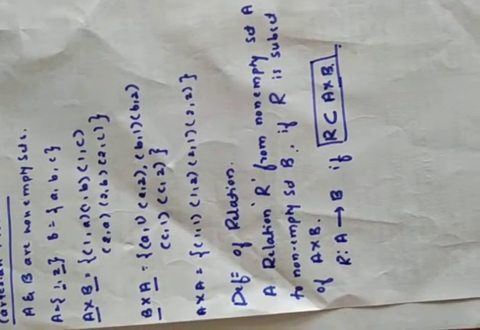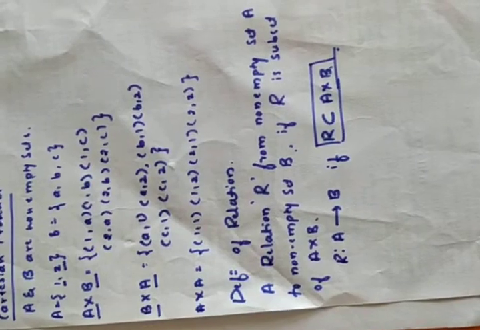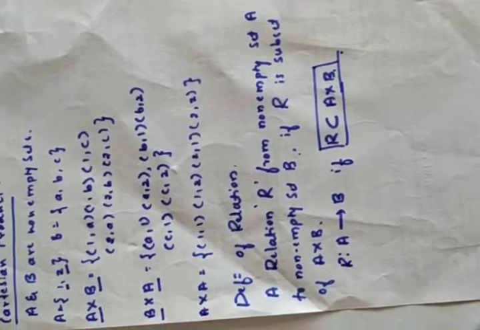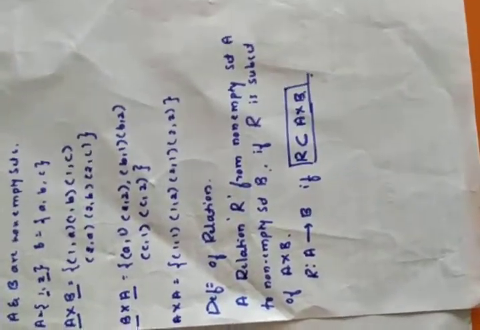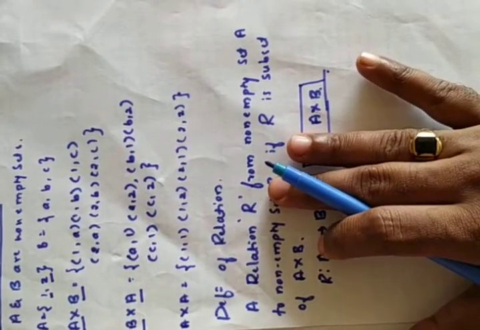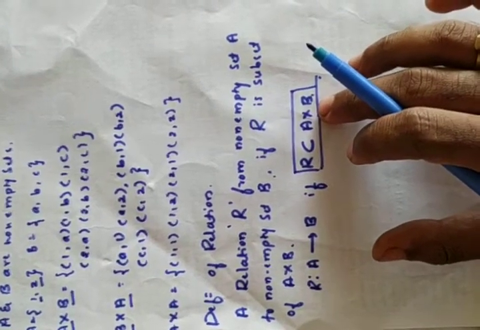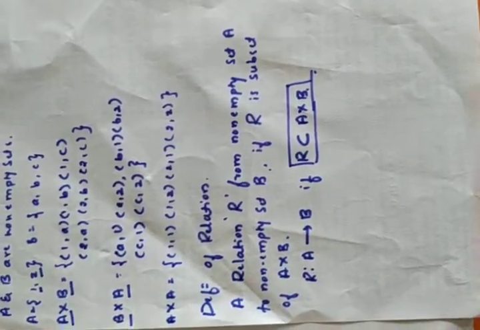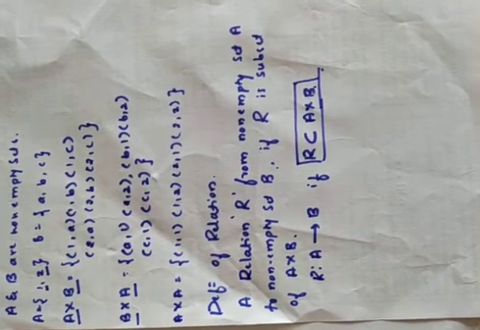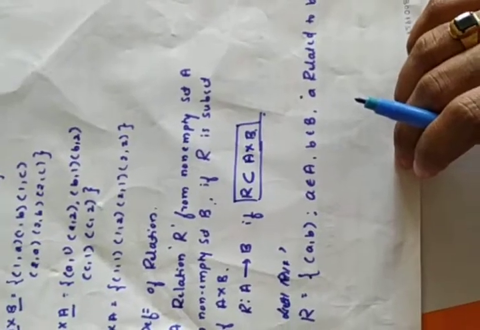So how do we decide that R is always a subset of A into B? By taking one simple example, I will let you know how, in the definition of relation, R is a subset of A into B. By solving one simple example, it will become clear to you that R is always a subset of A into B.